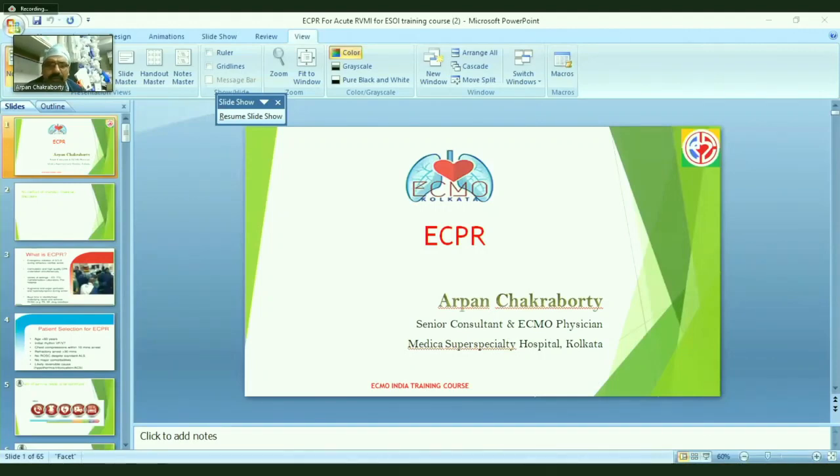And many times the ECPR is done as a bridge to decision, like when you don't know why the patient got arrested, or the patient came to your emergency in an arrested condition. You don't know the cause. It can be an MI, it can be a pulmonary embolism, it can be a drug overdose, whatever it may be.